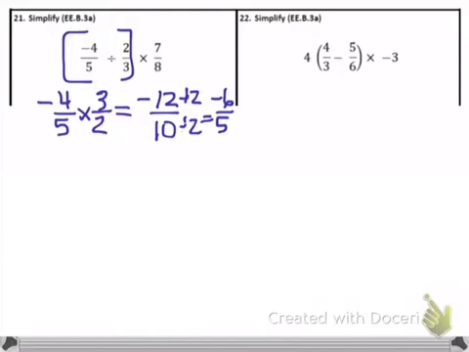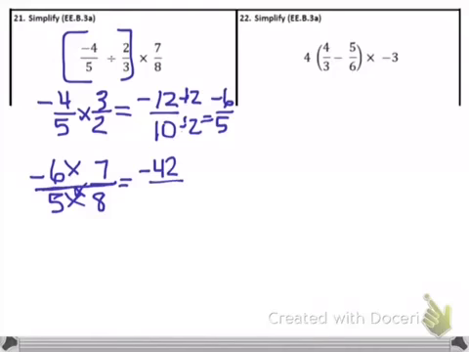It is not a required step, but it can help you, and it is a possibility. So now I'm going to take that fraction, and I'm going to multiply by the 7/8. Remember, when we multiply, we're just multiplying numerator times numerator and denominator by denominator. So negative 6 times 7 is negative 42, and then 5 times 8 is 40.